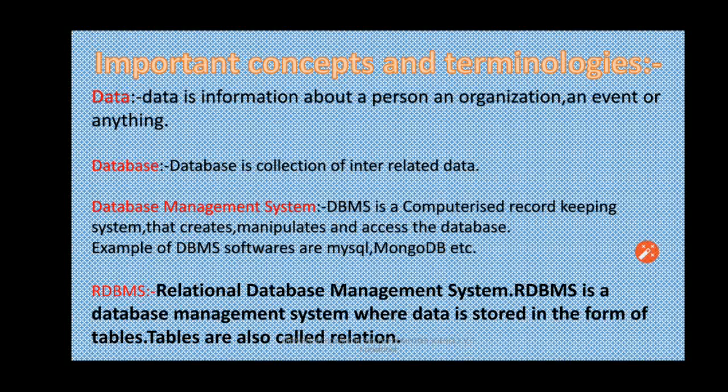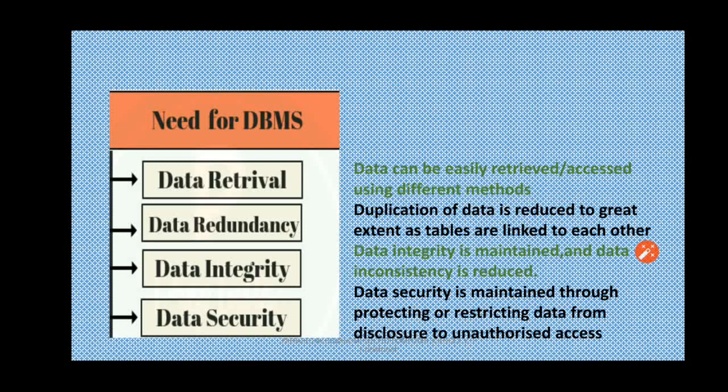So whenever we are storing information in a DBMS in the form of tables, it's called a relational database management system. The next slide tells us the need for DBMS, why we need a systematic DBMS at all. The first one is data retrieval. Data can be easily retrieved or accessed using different methods. If you have a proper DBMS installed, then you can very easily retrieve information from a tabular form of information.